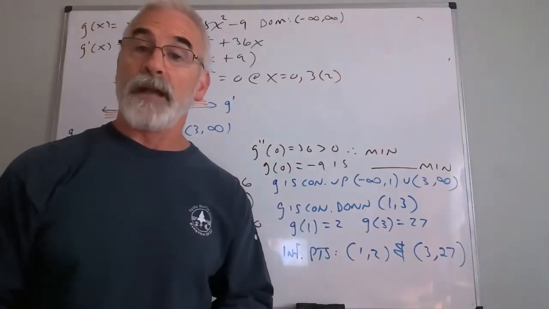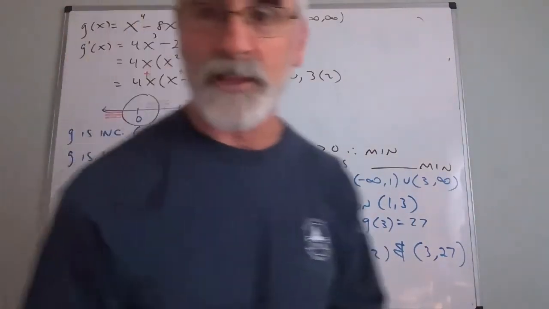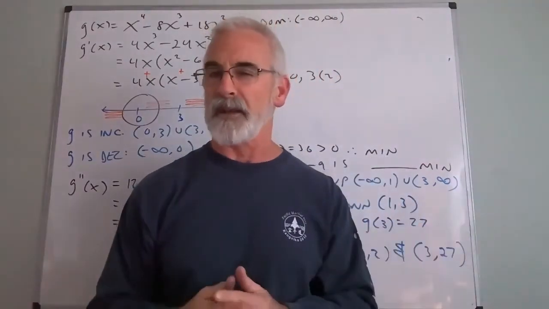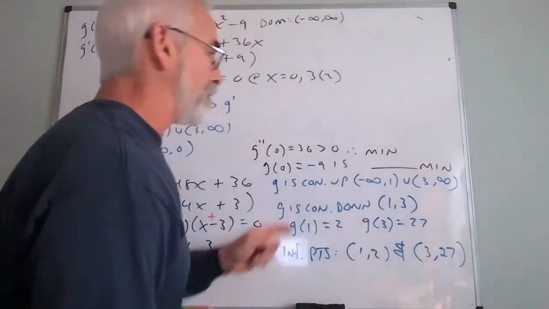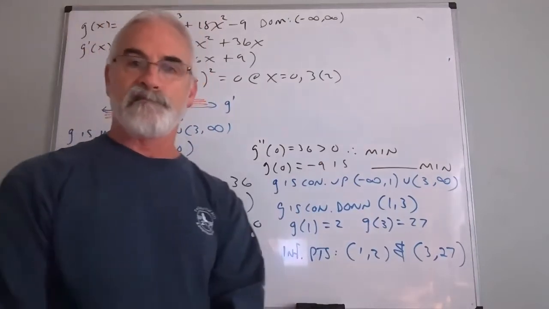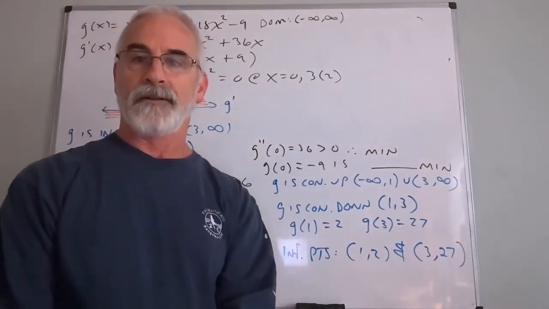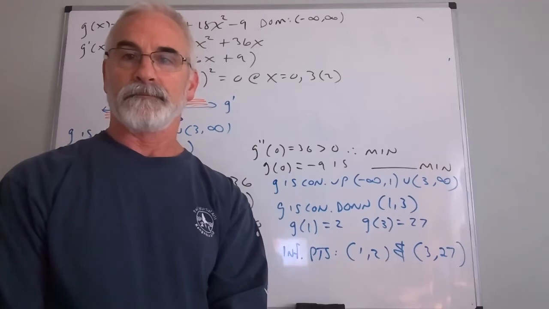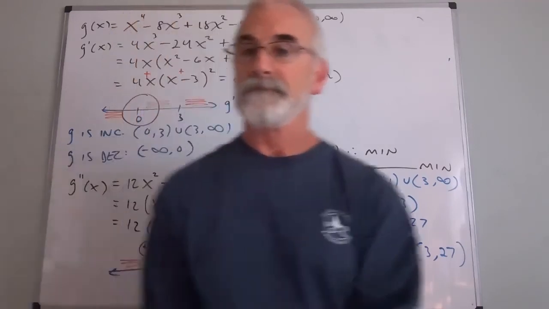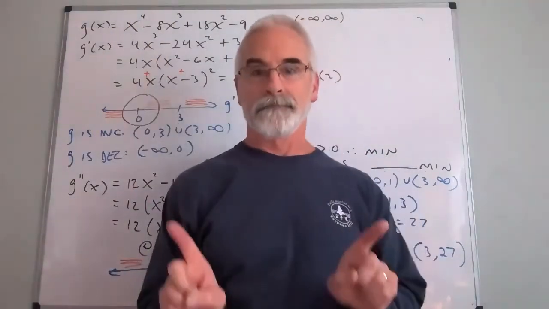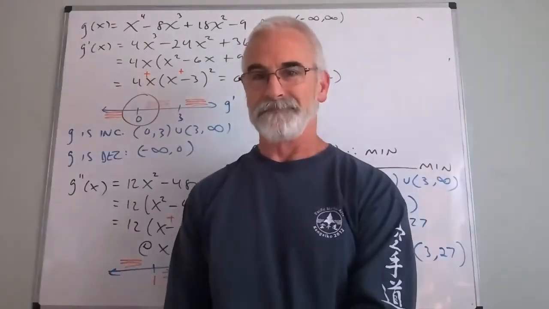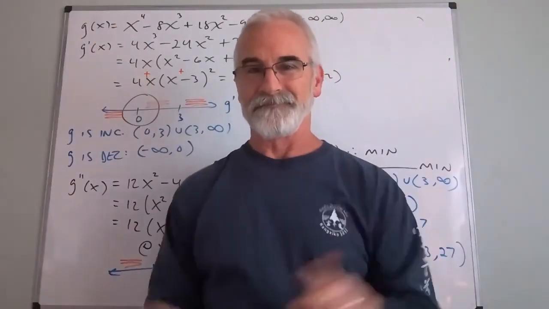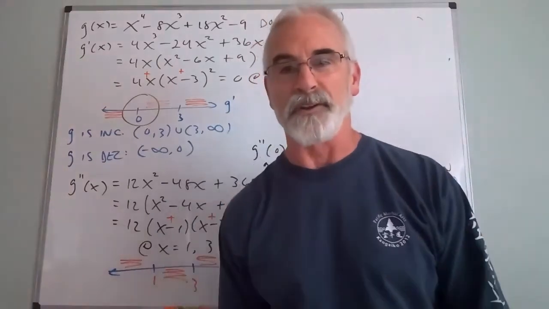Now, is it absolute or local? Anybody want to try that one? Because you have to be able to support that answer. Is this an absolute minimum or a local minimum? Local minimum because it's infinitely going. So, no. So that would be absolute. Absolute minimum because I'm going to infinity in both directions.